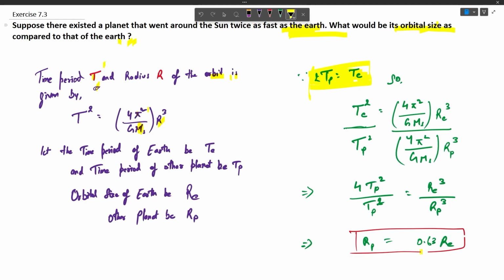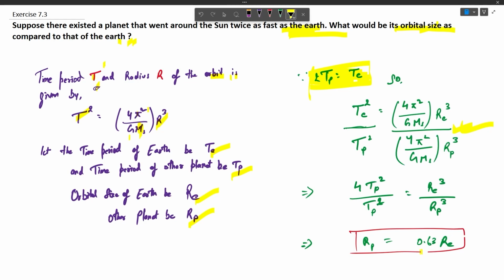Now we know that the relation of time period and orbital radius can be given by T squared equals 4 pi squared divided by G Ms multiplied by R cubed. Here Ms is the mass of the sun and G is the gravitational constant, R is the orbital radius. Now assuming that the time period of earth is Te and the time period of that other planet is Tp, and the orbital size of earth is Re and the orbital size of that other planet is Rp. So while taking the ratio we can write it in this form.